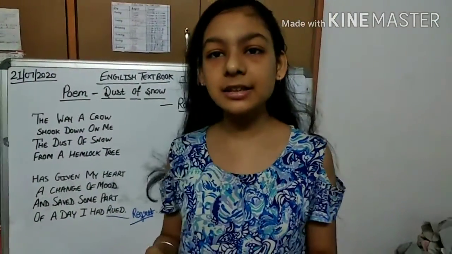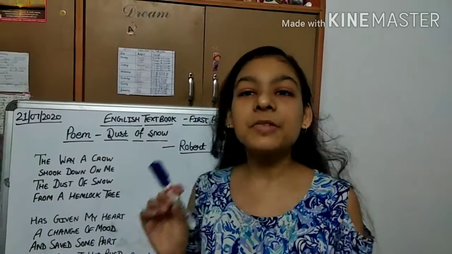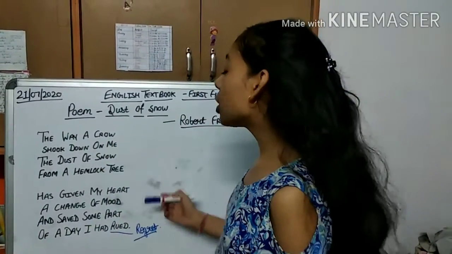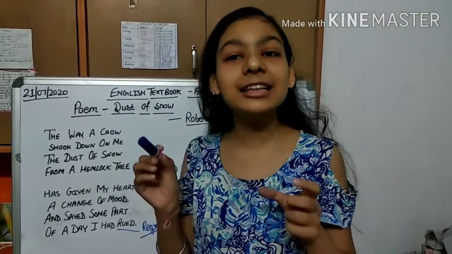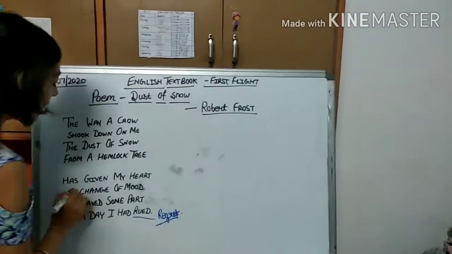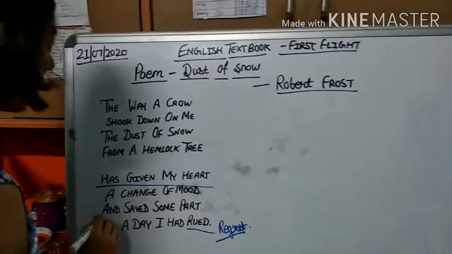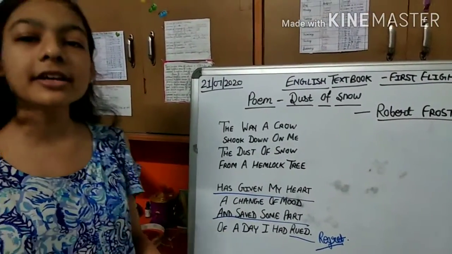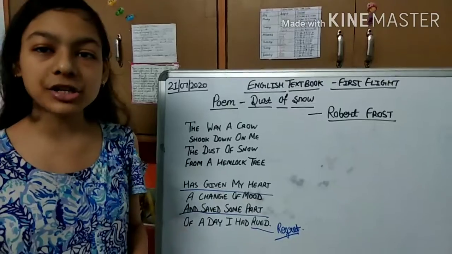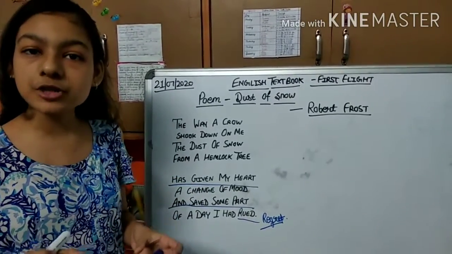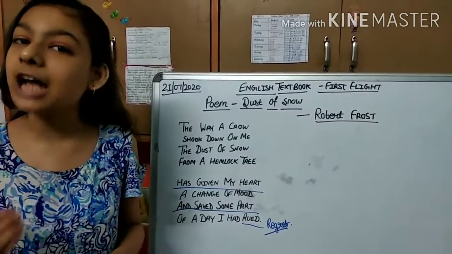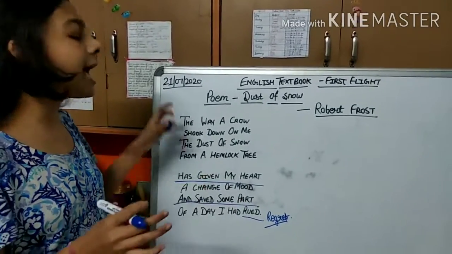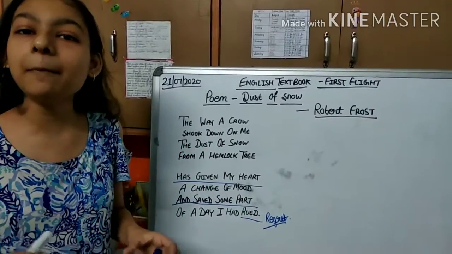That's what the poem says. Now here in this poem there is a figure of speech, alliteration. So here is the figure of speech alliteration in the 5th and 7th lines: this has given my heart and saved some part. So in these 5th and 7th lines there is a figure of speech, alliteration. Alliteration is that figure of speech in which there is repetition of sound within a phrase or a sentence. Okay, and here the rhyme scheme is ABAB.